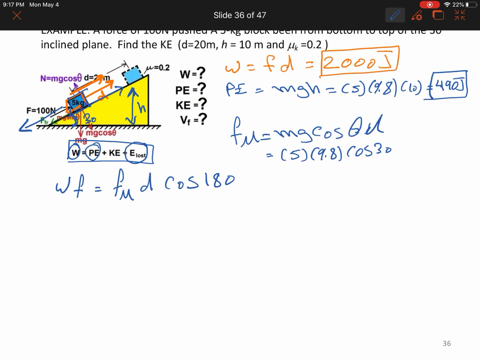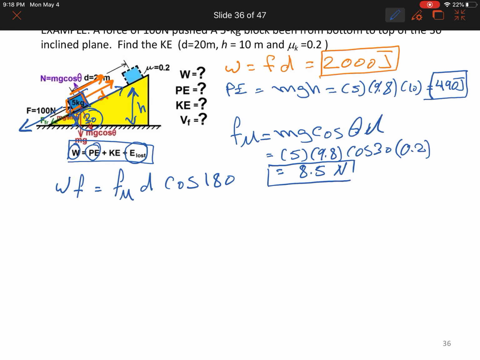Remember, for force, you'll have to pick the angle of the incline, not like the work. The work always takes the difference between the distance and the force. It depends on the situation. But normally for force, you need to pick the angle of the incline, and in that case, force of friction is mg cosine theta mu. So 5 times 9.8 cosine 30 times the friction coefficient, which is 0.2, and this will end up being 8.5 Newton. So force friction is 8.5 Newton.